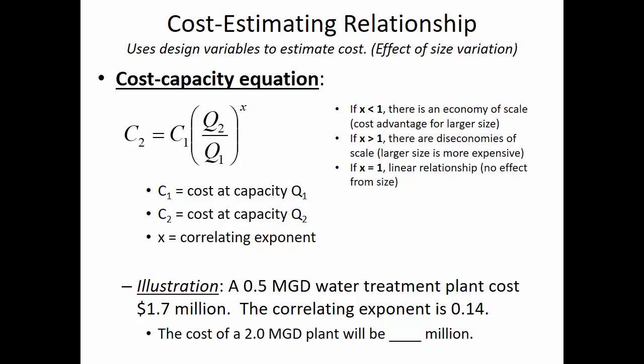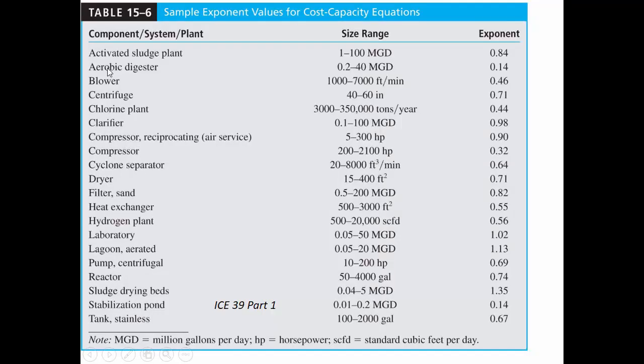And the cost of that item 1 was 1.7 million. And what we want to do is find out how much a 2 million gallon per day plant is going to cost. So Q2 is going to have a size of 2.0 MGD. And then the correlating exponent, the relationship between size and cost, is 0.14. And that number doesn't just come out of thin air. Actually, there are tables, and it's been studied in construction, the general relationship between size and cost.